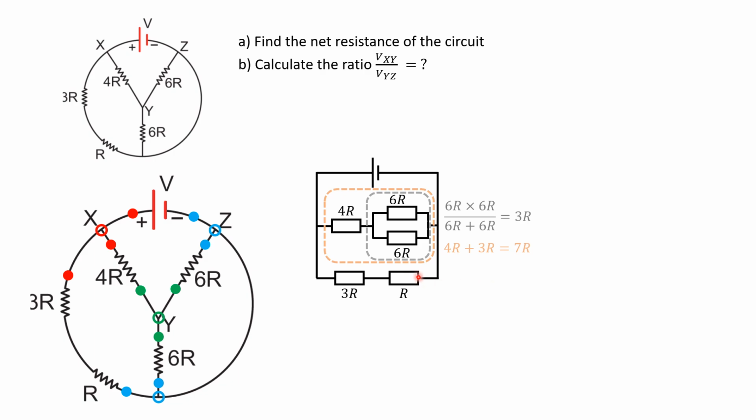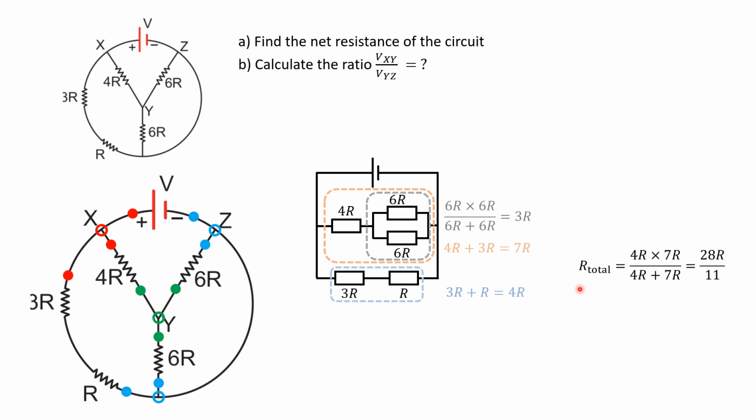What about these two? They are in series, which is even obvious from this figure. If you have 3R and R in series, it's just the sum, so you have 4R here. So now you have 4R in parallel with 7R. That would be 4R times 7R divided by 4R plus 7R, which is your equivalent resistance, and it works out to be 28R divided by 11. And this is the answer for the first part of the question.